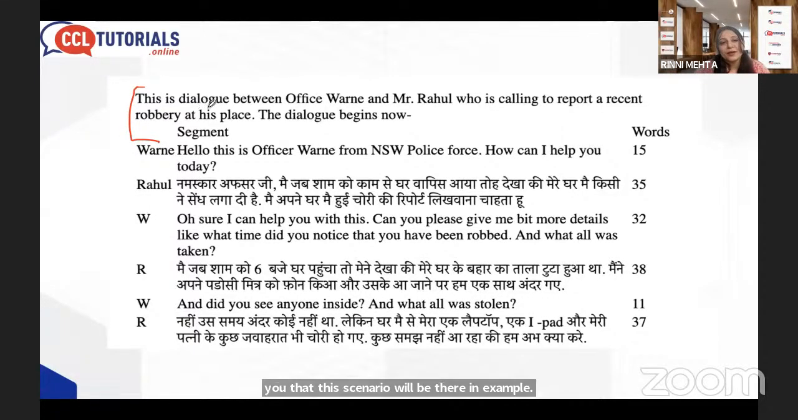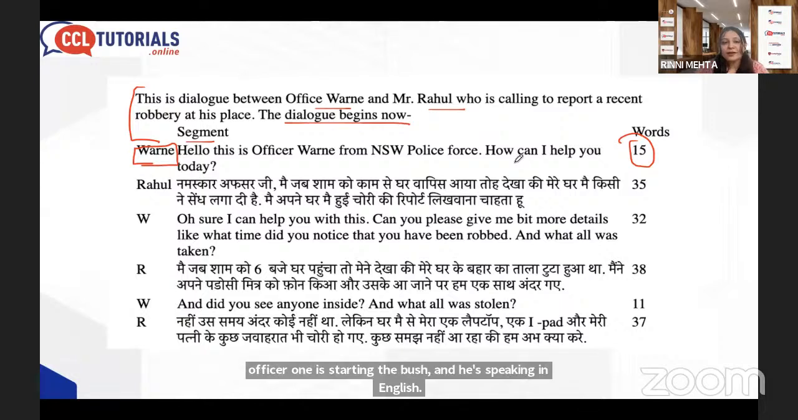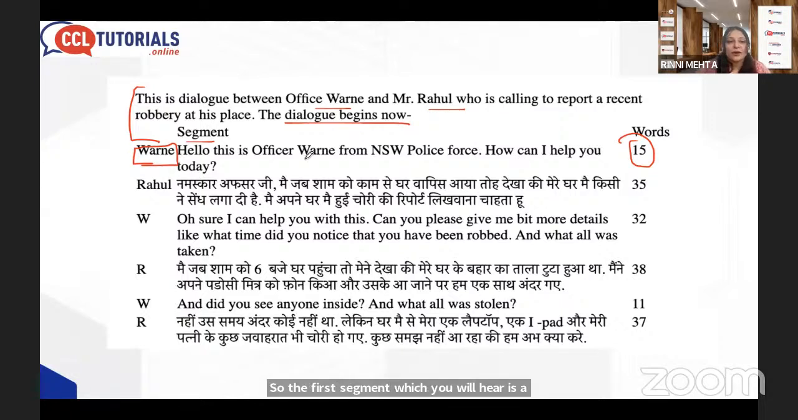For example, this is the dialogue between Officer Vaughn and Mr. Rahul, who is calling to report a recent robbery at his place. The dialogue begins now. Segment number 1 contains 15 words, and Officer Vaughn is starting the conversation and he is speaking in English. So the first segment which you will hear is a conversation between Vaughn and Rahul.